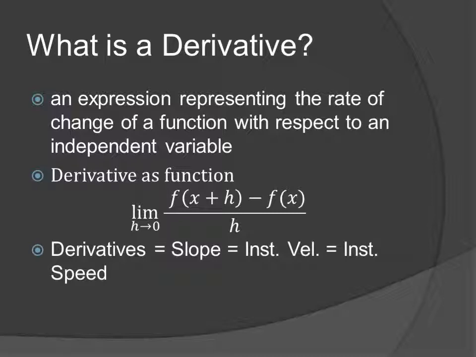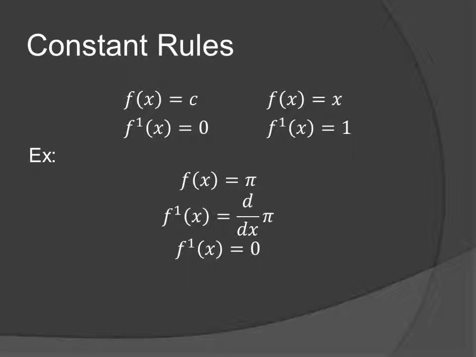Once you figured out the derivative of a function, then you also have the slope, the instantaneous velocity, and the instantaneous speed. Besides the derivative function, you can also use derivative rules to figure out a derivative. One of the rules is the constant rule.